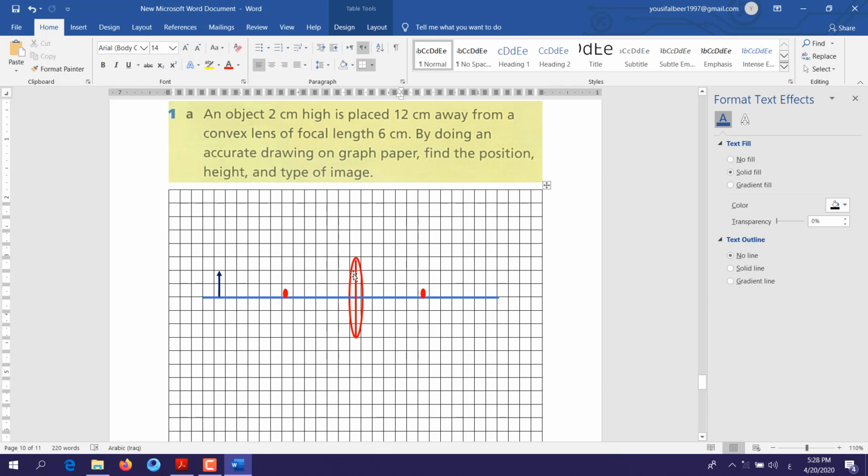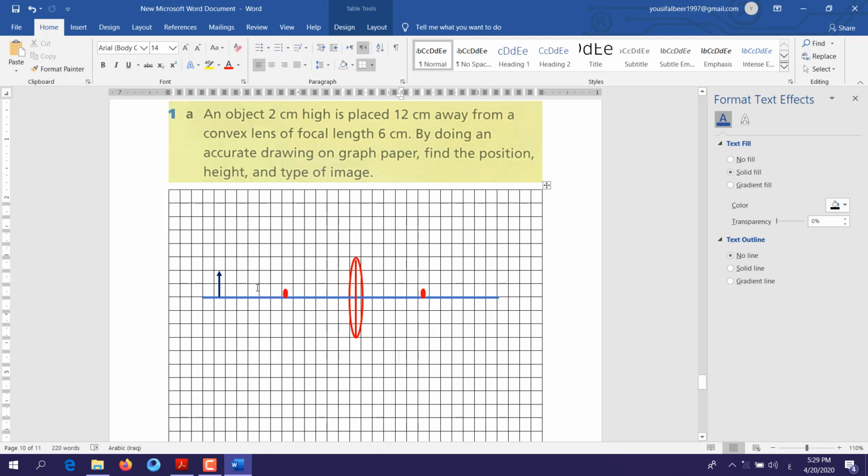Firstly, we will draw the lens. What kind of lens do we have? It's a convex lens. Then, second, we will draw the blue line, which represents the principal axis. Then, we will start representing the details that we have on the principal axis.